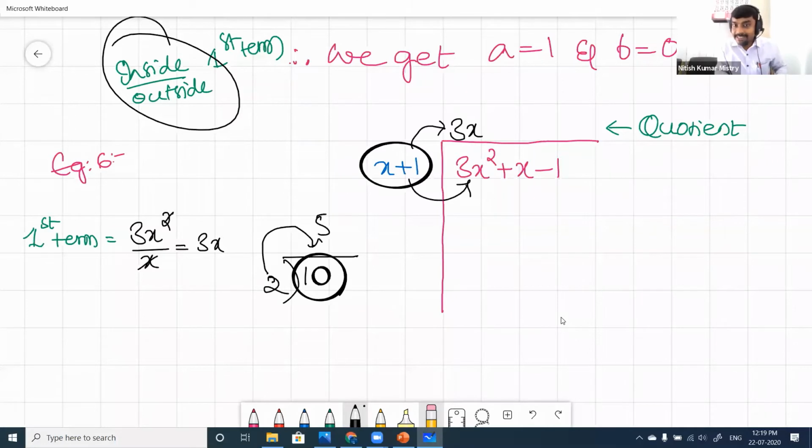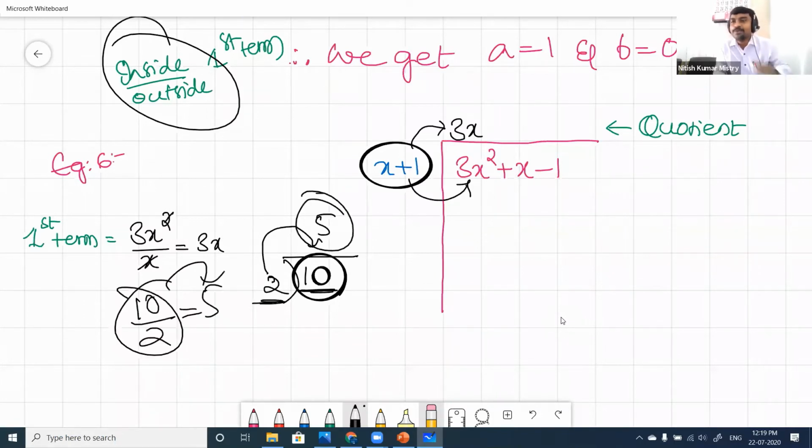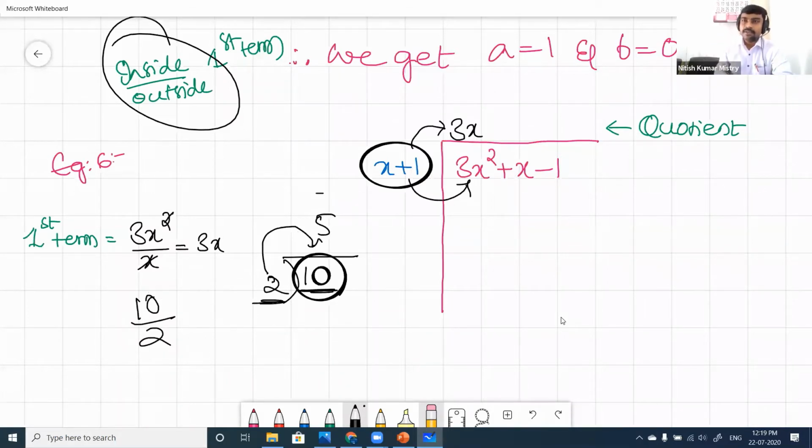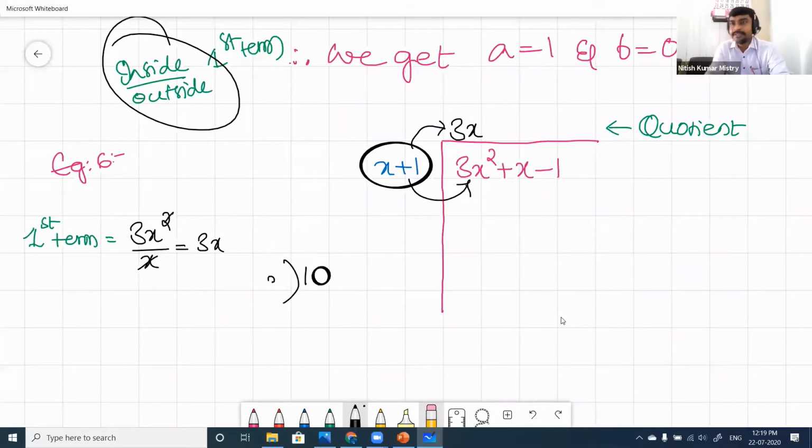Now how are we getting that 5? You divide first term by first term. You divide 10 by 2. What will you get? 5. So to get that first term only we are doing this. I hope you understood, everybody. So this is how we are getting the first term. That is, we need to divide the outside term by the inside term so that we can predict what we should multiply with the divisor so that we get the first term of the dividend. I hope it's clear for you, right?